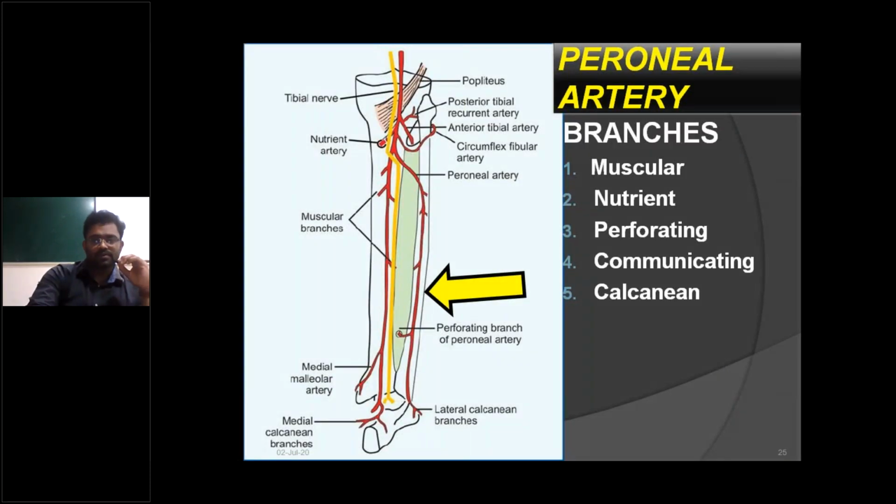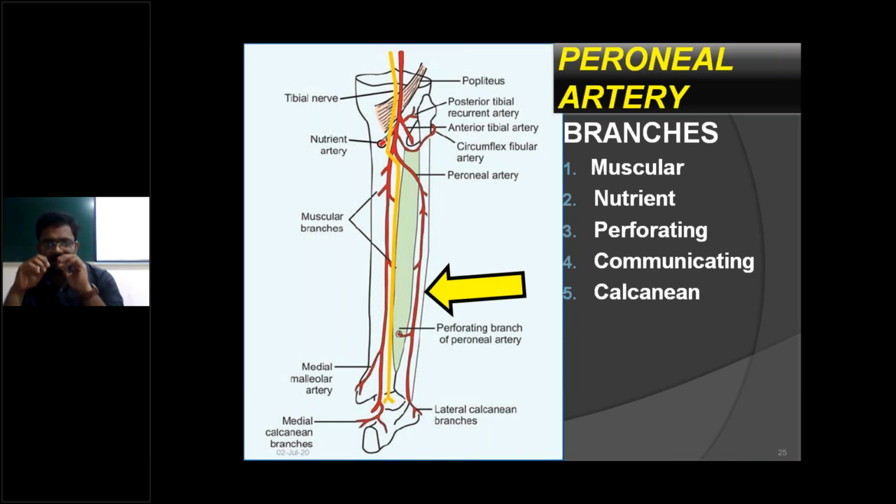Next one, peroneal artery. The peroneal artery, a large branch of the posterior tibial artery, accompanies the medial crest of the fibula and terminates into lateral calcaneal branches. These lateral calcaneal branches participate in the lateral malleolar network. Right?